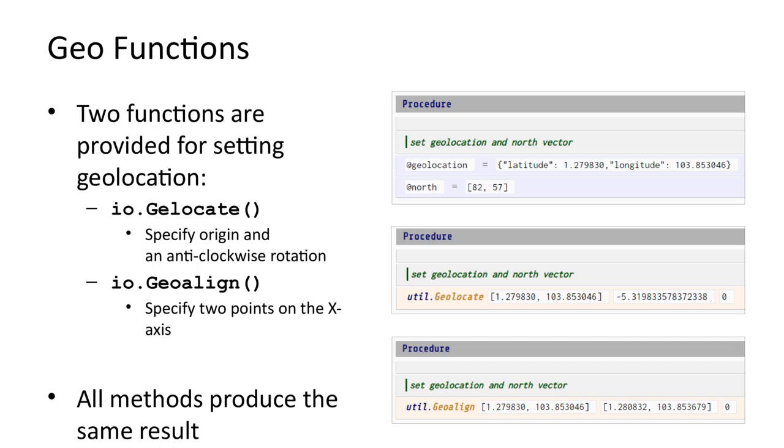In order to make the process of specifying geolocation easier, 2 functions are provided. They are io.geolocate and io.geoalign. With the geolocate function you specify the origin and rotation. With the geoalign function, you specify the origin and a second point that lies anywhere on the positive x-axis. These 2 functions all do the same thing. They set the model attributes.